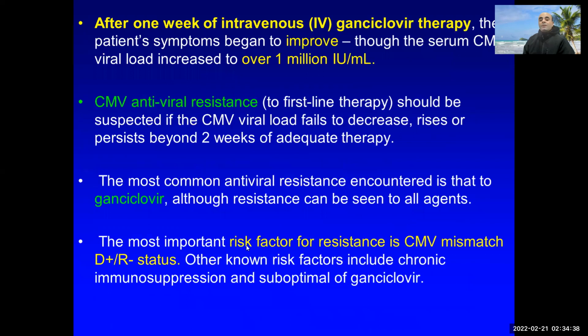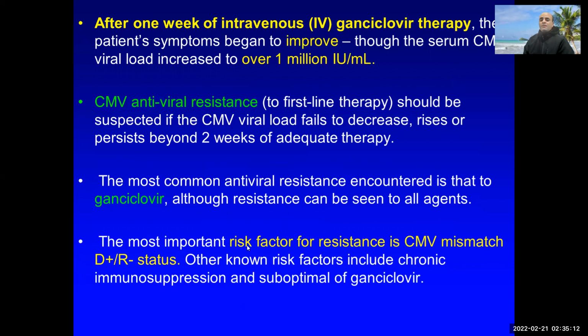After 1 week of intravenous ganciclovir therapy, the patient's symptoms begin to improve. The serum CMV viral load increased over 1 million from 500, but after 1 week, symptoms improve on IV ganciclovir. CMV viral resistance to first-line therapy should be suspected if the CMV viral load fails to decrease, or rises, or persists beyond 2 weeks of adequate therapy.